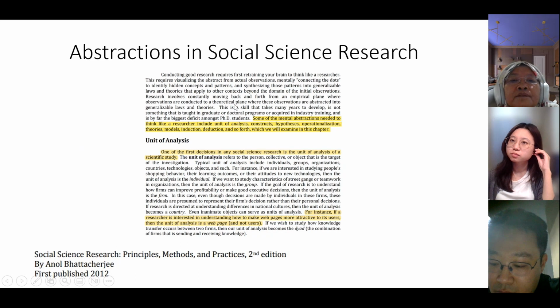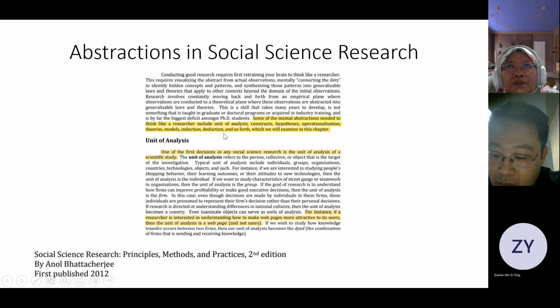And then based on this, you're supposed to deduce it to a theoretical plane. Based on your initial theory that you have found, how is the theory able to explain your data? Is the theory able to explain your data? So you're moving back and forth.